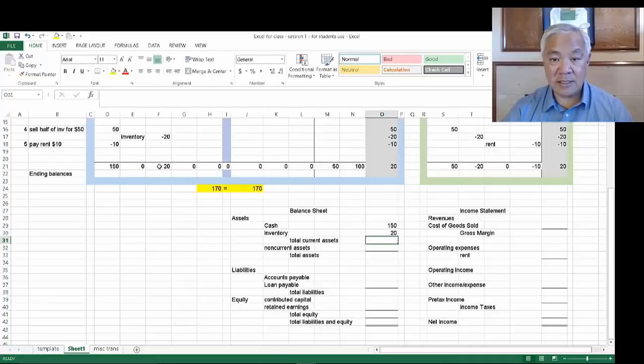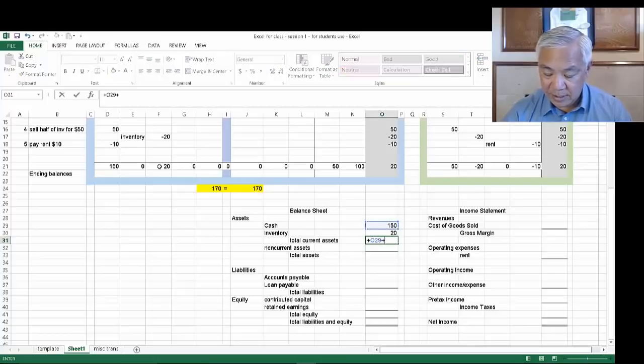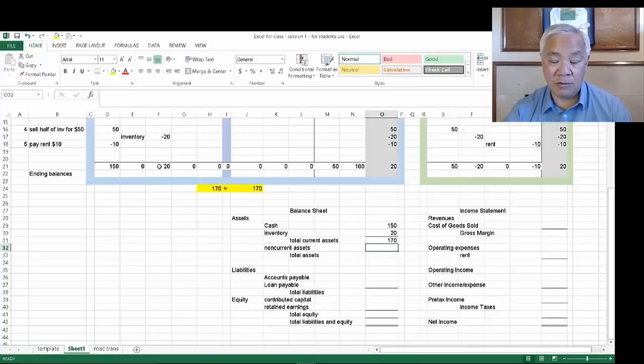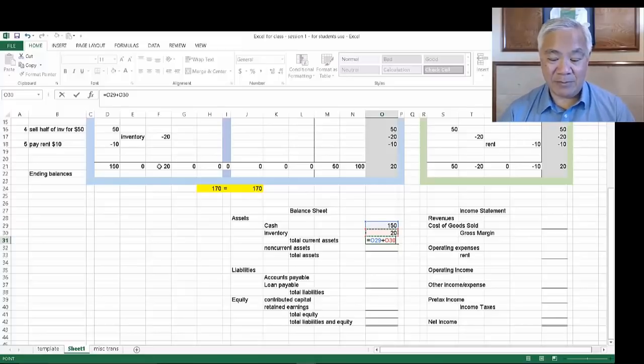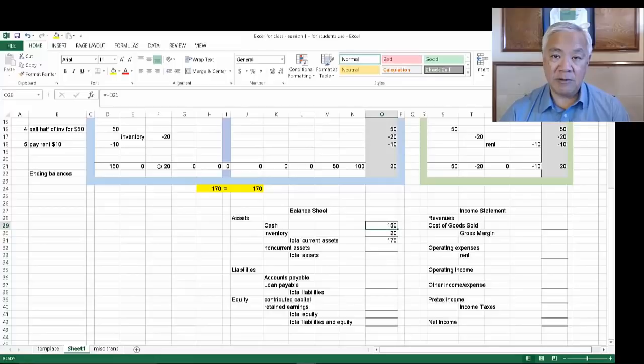What's total current assets? That's a sum command or a plus command. Let's just use pluses. It's plus that, plus that. You could also start with the equal. So we could have started with equals that plus that. Notice I always point. I hate typing cell references. Why? Because I have a typo. It's easier to see something by pointing at it with your cursor and then selecting it. And enter. So total, and makes sense, 150 plus 20 is 170.